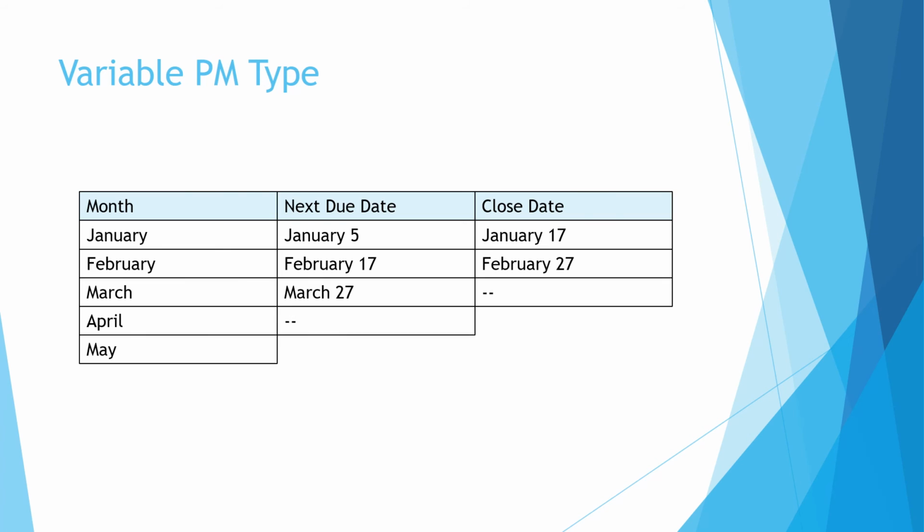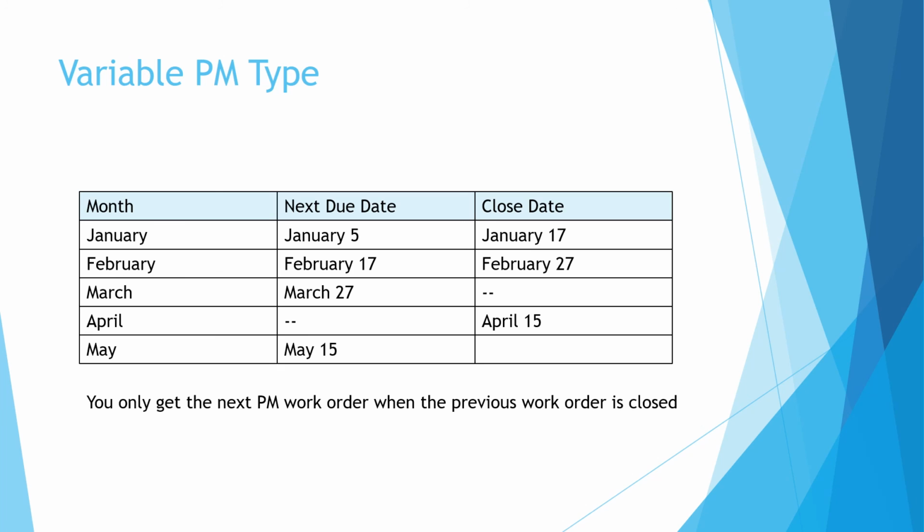But you don't close this work order until April 15th. You get your next work order on May 15th, and a work order has been left out of the PM cycle. Make sure you close work orders regularly because the variable type recalculates the next due date based on previous work order closing dates.